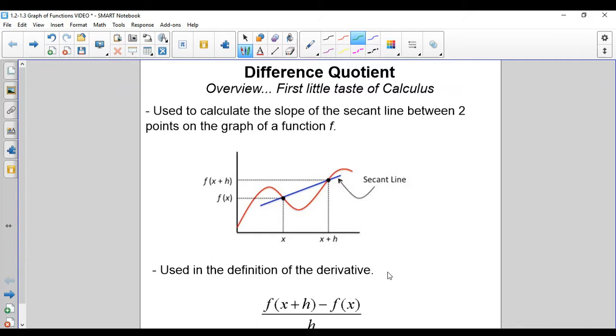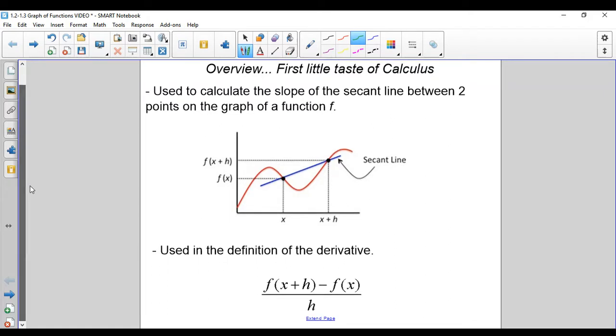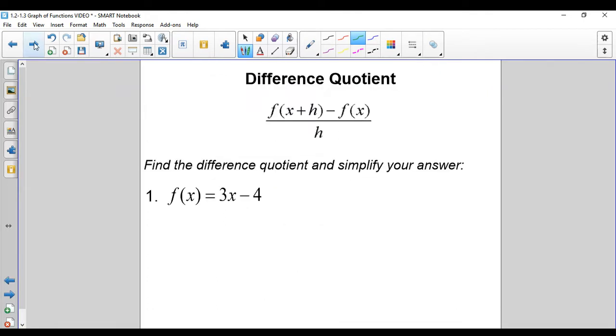And we use this in the definition of a derivative, which will be a major thing you look at in calculus eventually. We're going to use this little form to help us out. Let's just check out our first example. So we're going to find the quotient and simplify our answer.